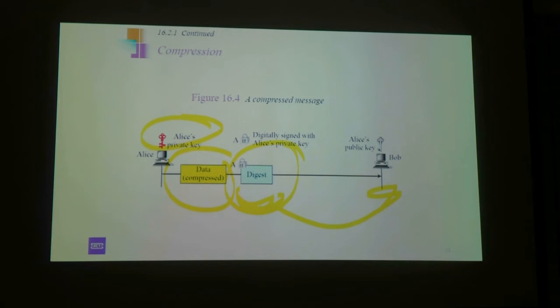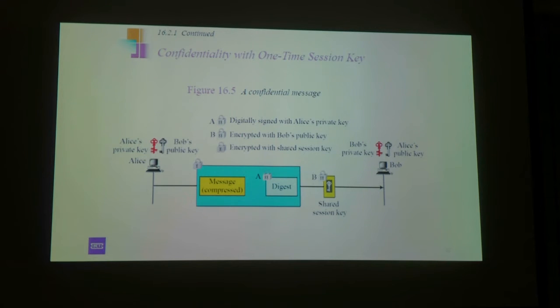So you started with plain text, then message integrity, then message integrity and compression for performance, because the messages could be big. Then here what we are trying to do is confidentiality with a one-time session key. And that's the ultimate. You have a one-time session key, and we have to assure the confidentiality.